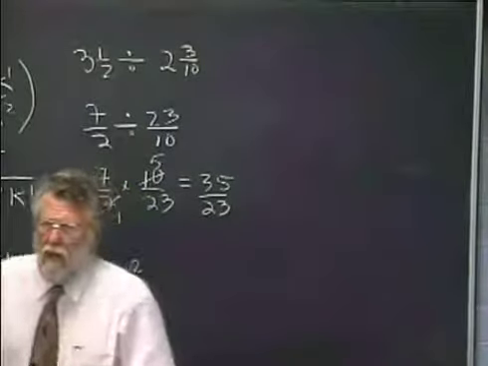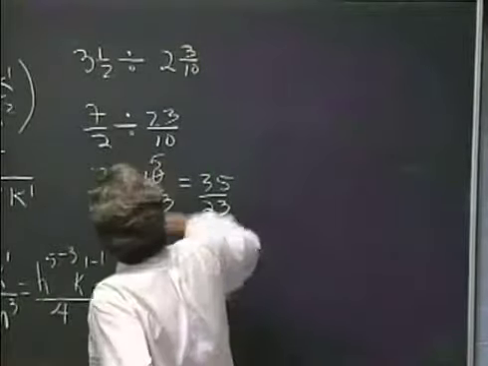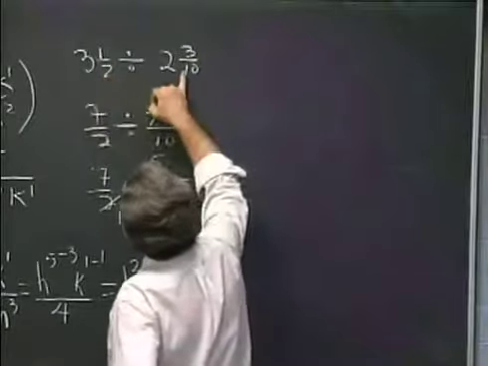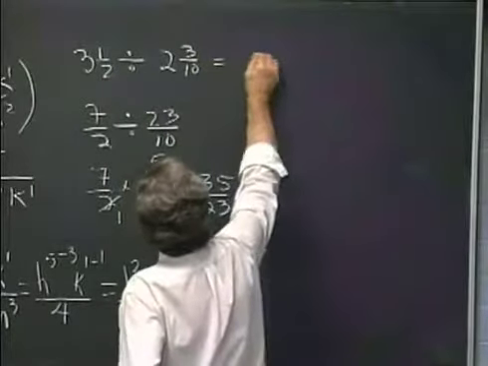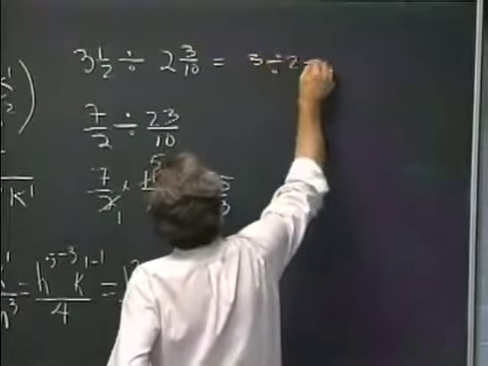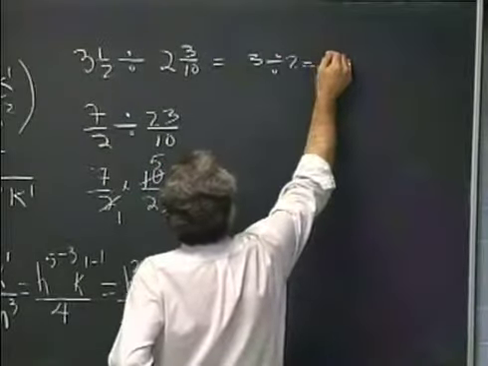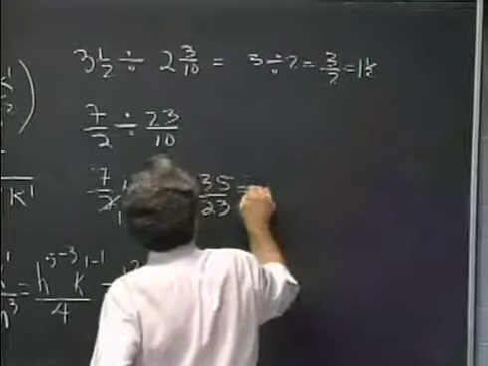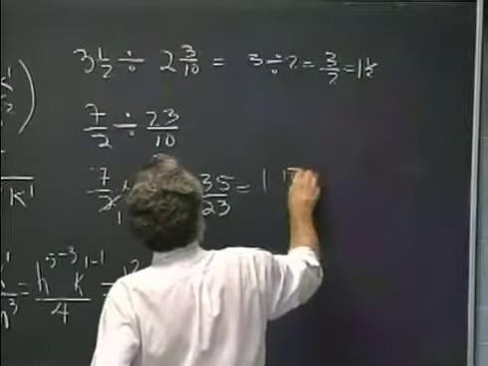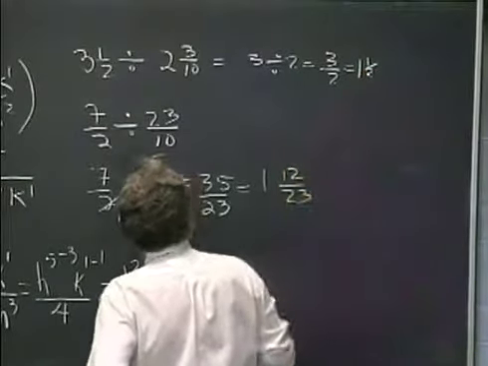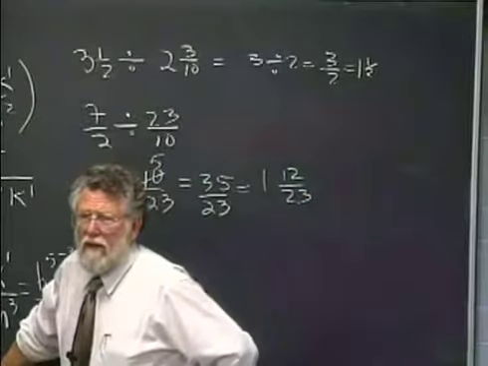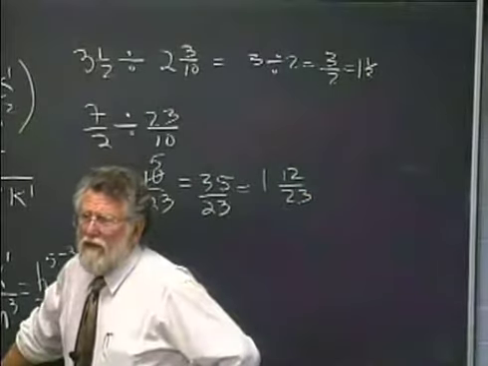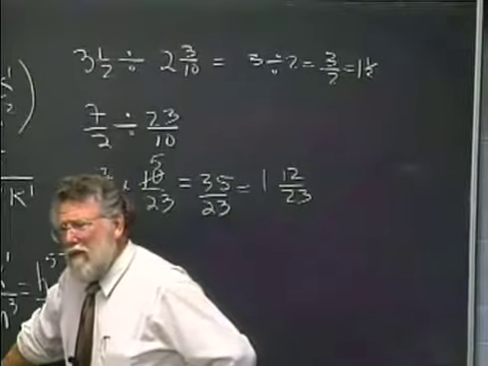Well, the estimate part, this is about 3, and this is about 2. So 3 divided by 2 is about 3/2, which is 1 1/2. Okay, this one's going to come out 1 12/23. Well, am I close? 12/23 is about as close to 1/2 as you can get. We need 12/24.